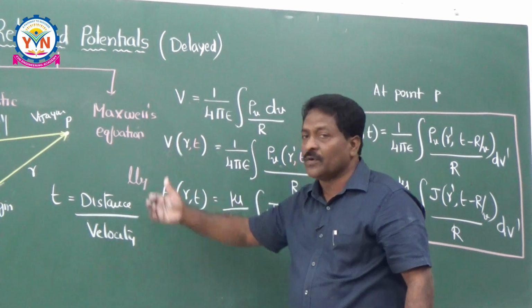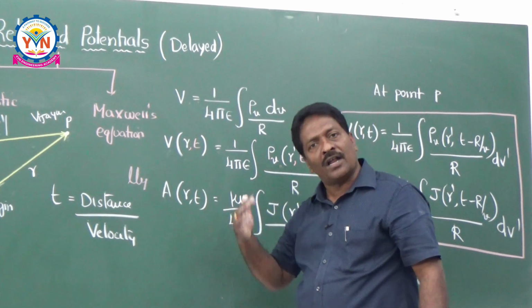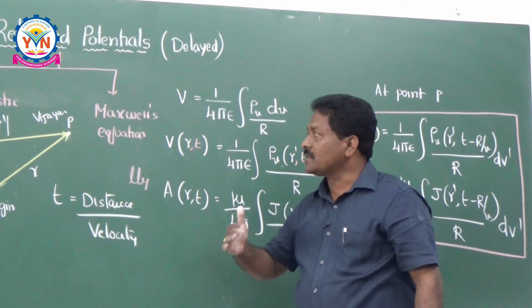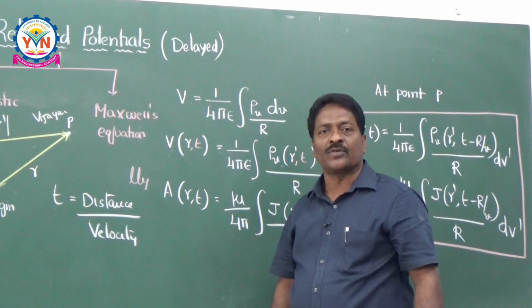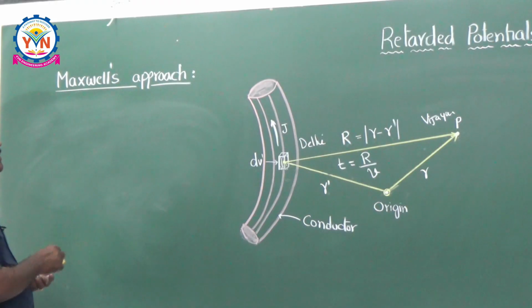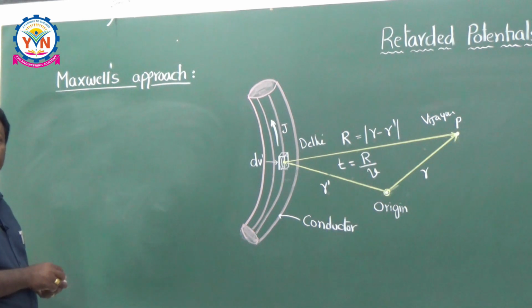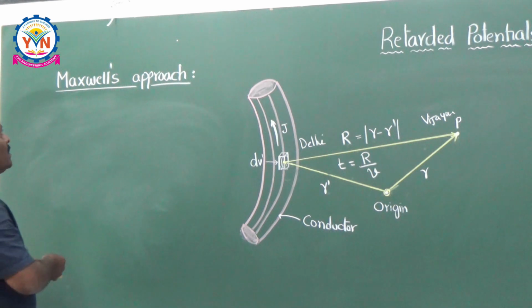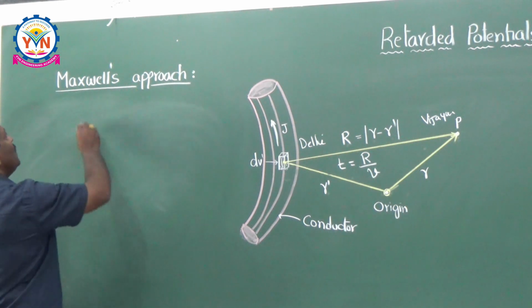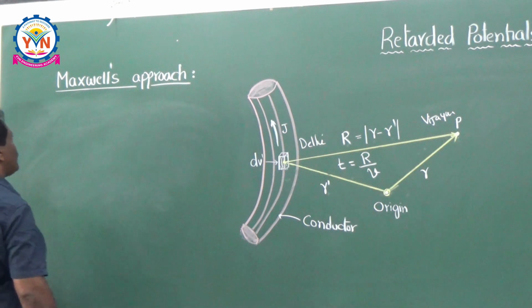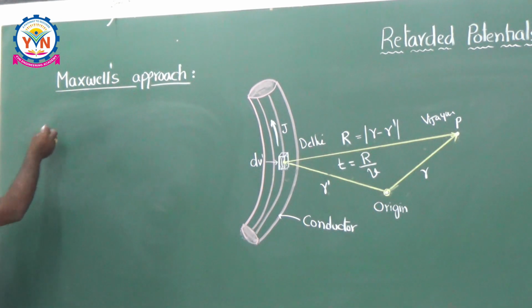Now let me continue with the next approach, which is also meant for estimating the potential, that is Maxwell's approach. Just now we have seen the way of writing the equations of the retarded potentials using the logical approach, that is called the heuristic approach. Now let us obtain the same equations using Maxwell's approach. In this approach we have to use the Maxwell equations. So let me recall all four Maxwell equations.